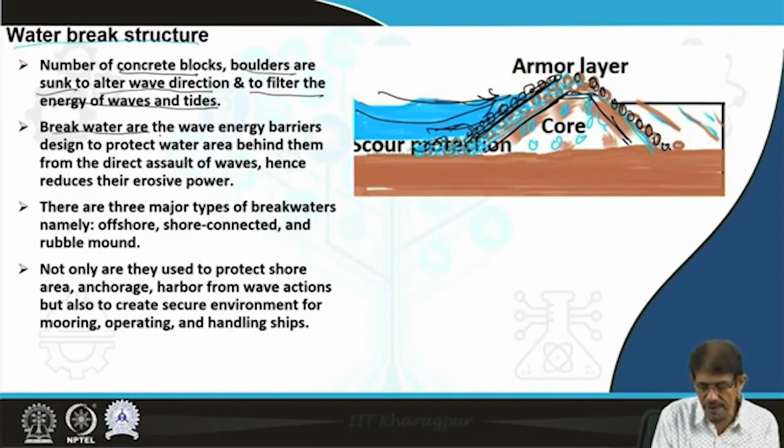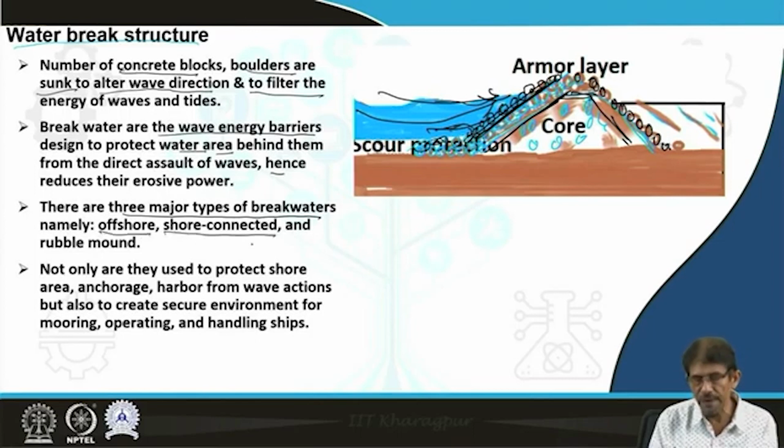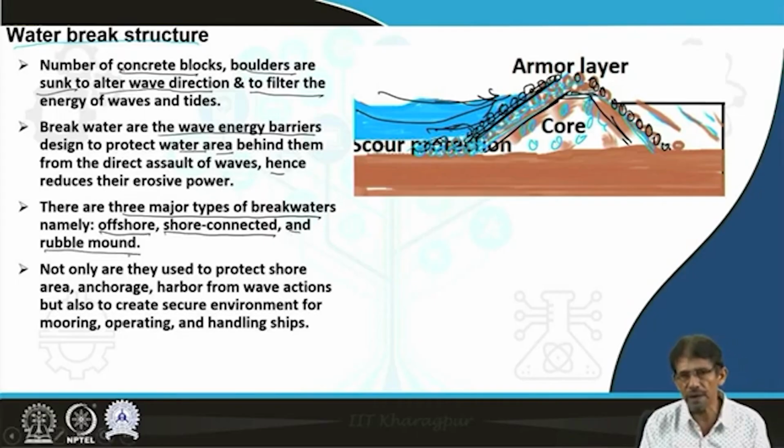Breakwaters are wave energy barriers designed to protect the water area behind them from the direct assault of the waves, hence reducing their erosive power. There are three major types of breakwater, namely offshore breakwater structures, shore connected breakwater structures, and rubble mound breakwater structures. This is one example of a rubble mound breakwater structure.